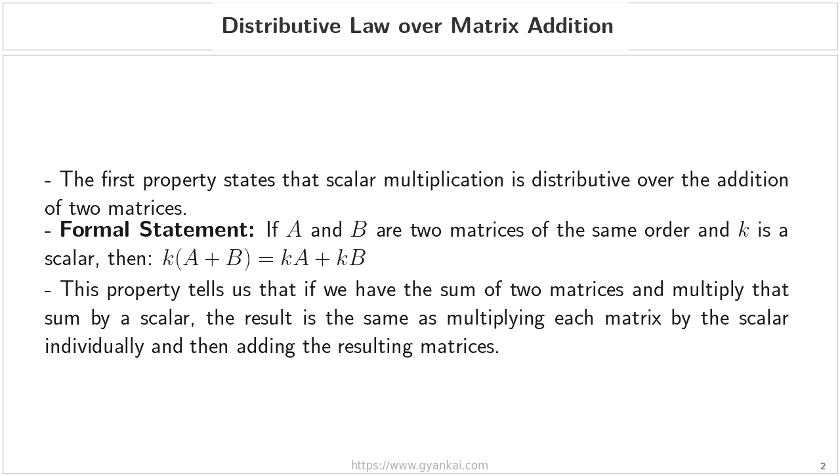In simpler terms, this property tells us that there are two different paths to the same result. If we first find the sum of two matrices and then multiply that total by a scalar, the outcome will be exactly the same as if we had multiplied each matrix by the scalar individually first, and then added the resulting matrices together. To see how this works in practice with actual numbers, let's move on to the next slide for a step-by-step example.